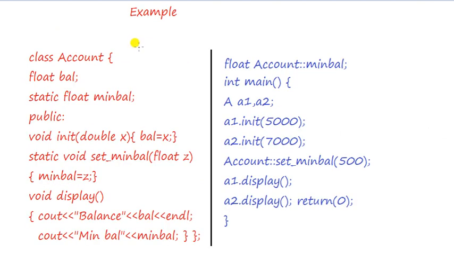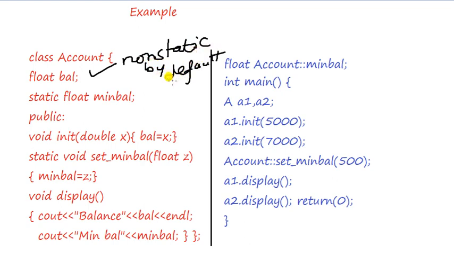So just go through the example. I told you in the last slide, I discussed how the balance is non-static because it is specific to each object. That's why it has to be non-static. If you don't say anything, by default it will be non-static. So you don't need to add anything. So float balance, you said, it means by default it is non-static.